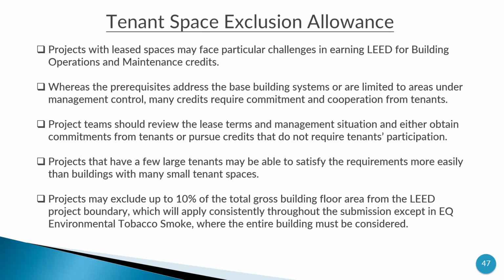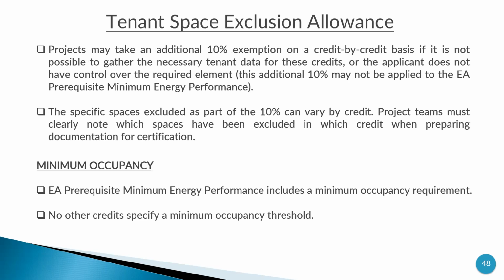Means here for smoking control, right? Tobacco smoke control. Under this credit, you cannot exclude the area. You can exclude only up to 10% of the total gross building floor area that is within the LEED project boundary. Here the other one is projects may take an additional 10% exemption on a grade by grade basis if it is not possible to gather the necessary tenant data for these credits.